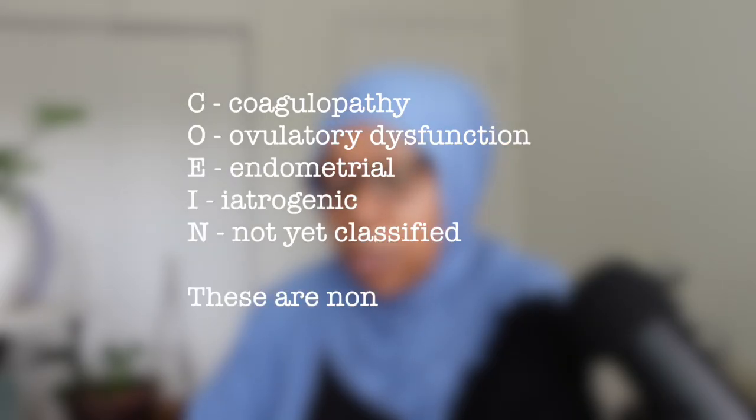C for coagulopathy, O for ovulatory dysfunction, E for endometrial, I for iatrogenic, and N for not yet classified. So I'll go ahead and post that for you so that you can get an understanding. But just know that that's what clinicians usually use in terms of characteristics and diagnosis of the structural and non-structural features of abnormal uterine bleeding.